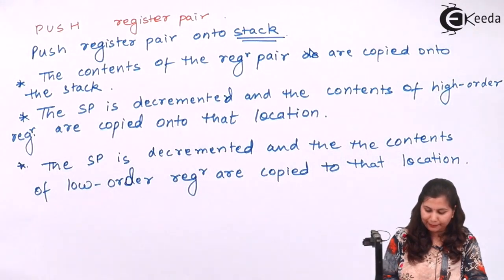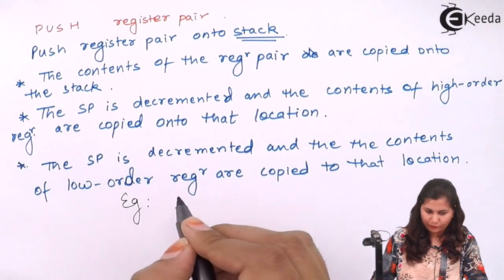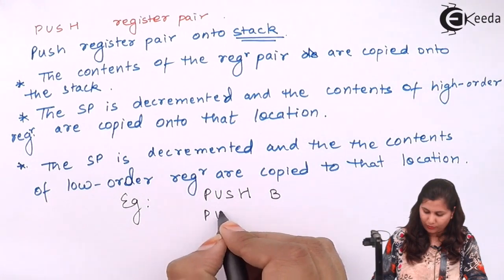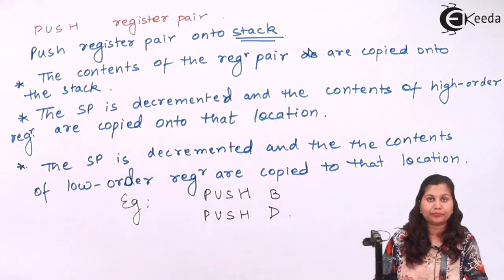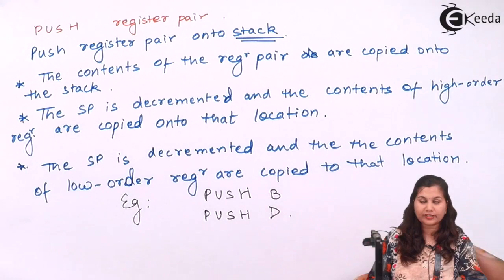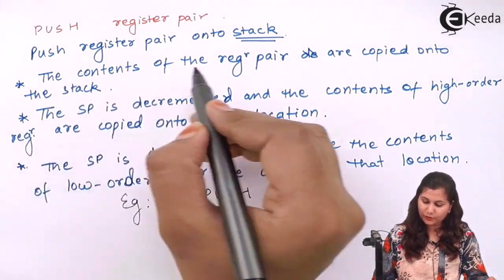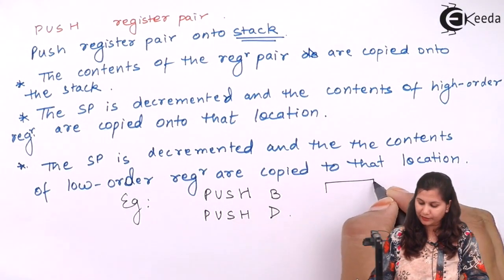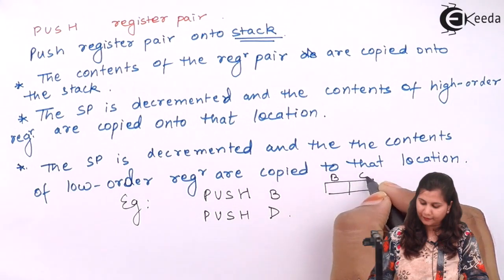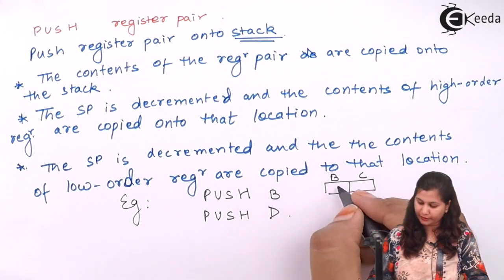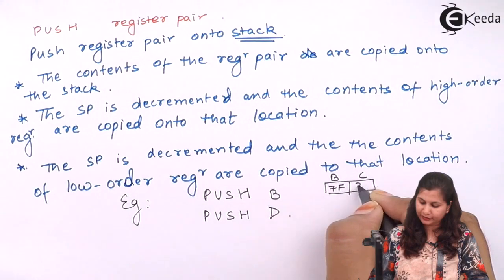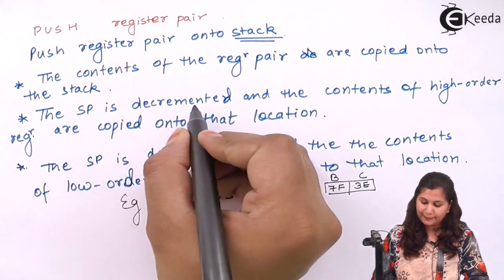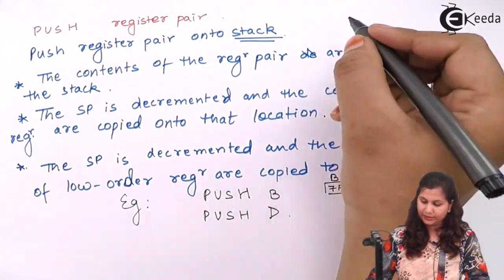So if we take an example, an example of this is push B or push D. We can have any of the register pairs here. So the contents of the register pair are copied onto the stack. How are they copied? Suppose we have numbers stored in BC register, suppose 7F and 3E are stored in BC register pair. Then the stack pointer is decremented.